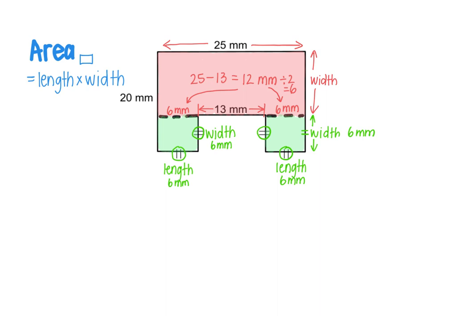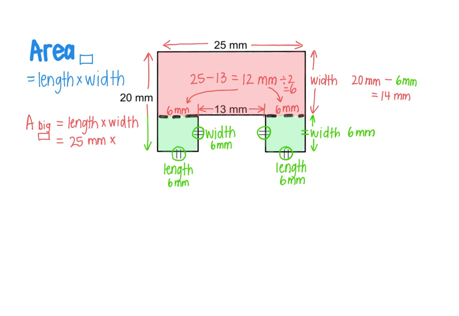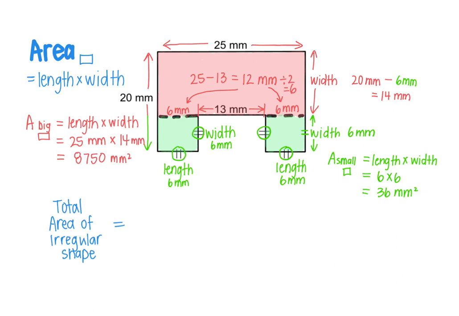We can then find the area of the larger rectangle by doing 25 millimeters and then multiplying by its width. Well, its width we'll have to find as well. We know that this big side length is 20 millimeters. And if we subtract the 6 from it for the square side, we'll know that we have 14 millimeters left over. So we'll do 25 millimeters times 14 millimeters to get the area of the big rectangle. The small square will be 6 times 6, length times width, and then we can end off by adding up all of those areas together. So we'll add the area of the big rectangle to the area of the two small squares to get the area of our total irregular shape.